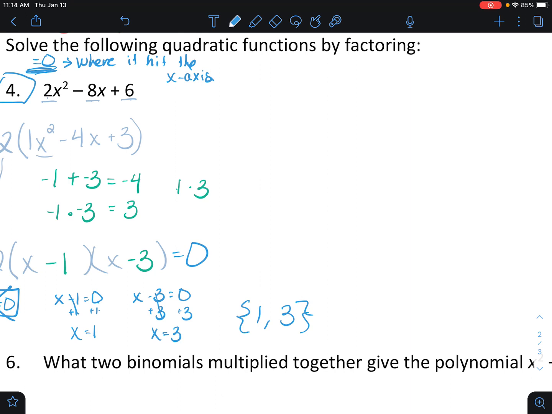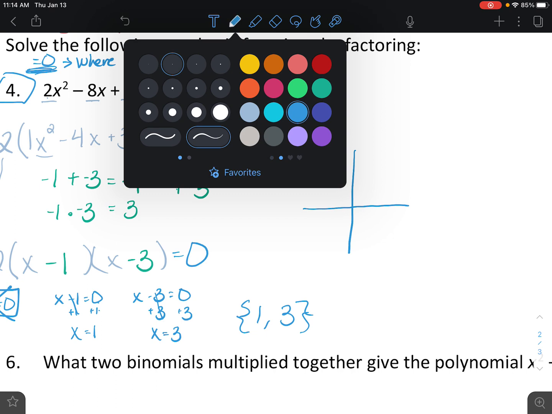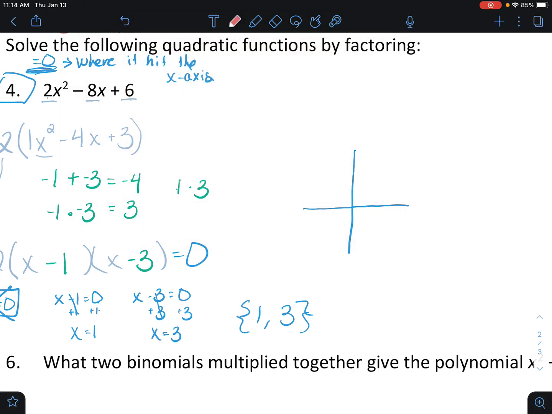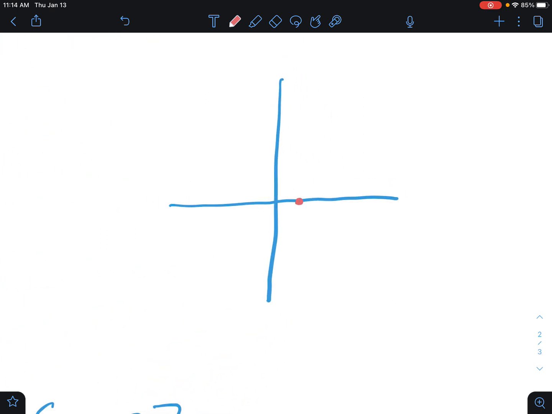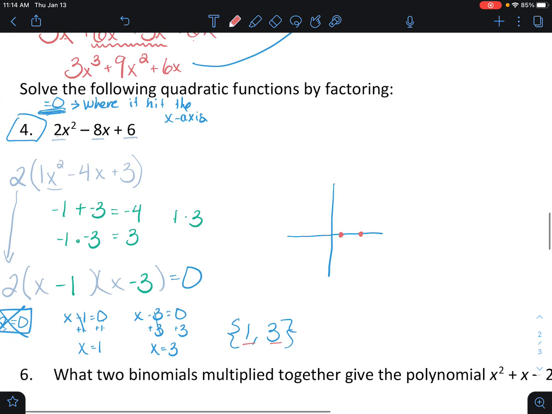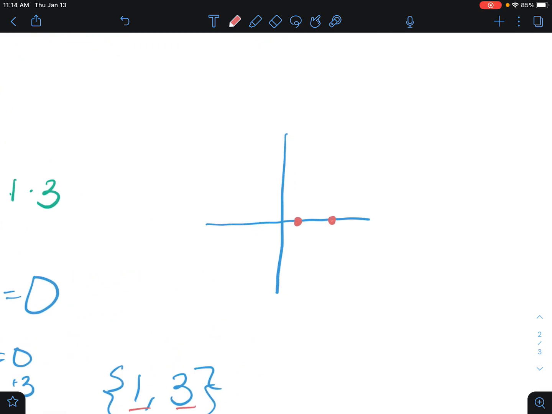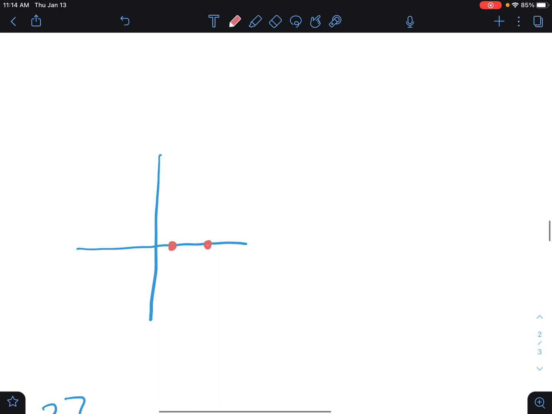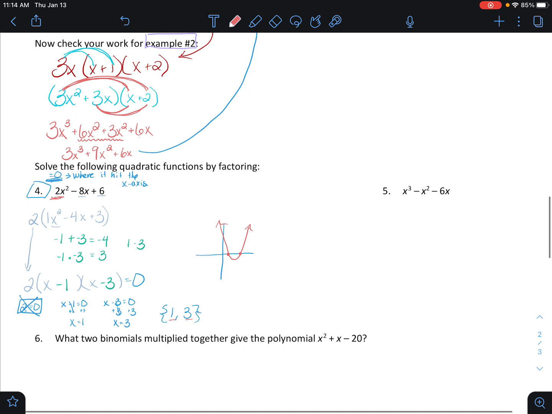So if I were to draw a little sketch, I know it'd hit the x-axis at 1 and 3. I'm just estimating, right? That's why it's a sketch, not an actual graph. Our a value is positive, so I know it opens up. So it's going to look like this. And you can also put it into the calculator to check your work, and your graph will look kind of like that. Not perfect, obviously, but kind of like that. Alrighty.